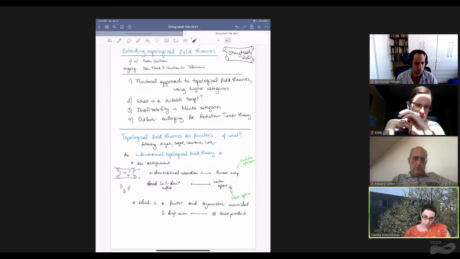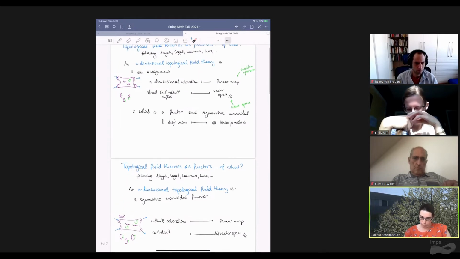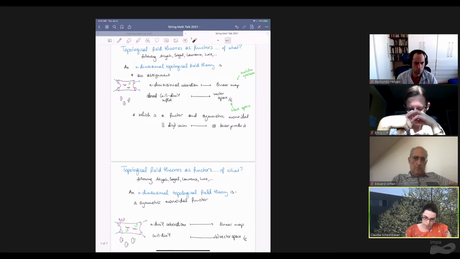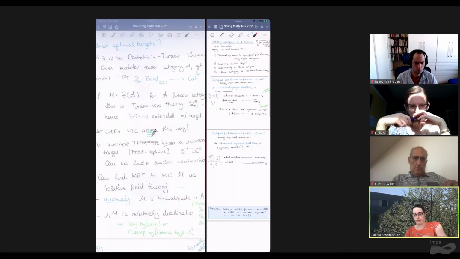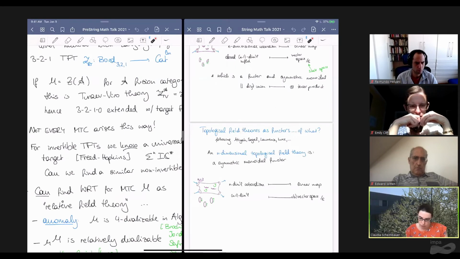However, we can try to modify this definition. Actually, I should do this differently. Split my screen. This is not what I wanted. I apologize.